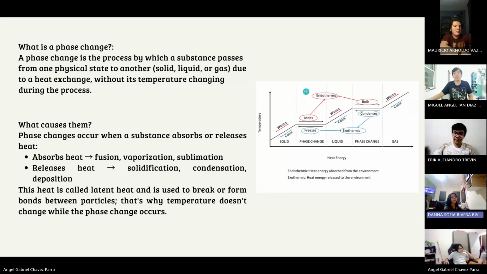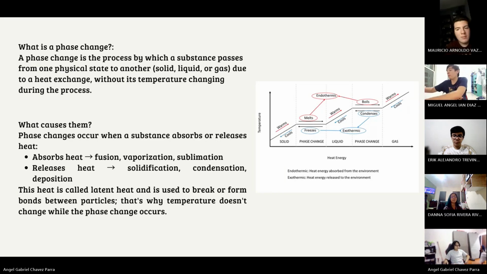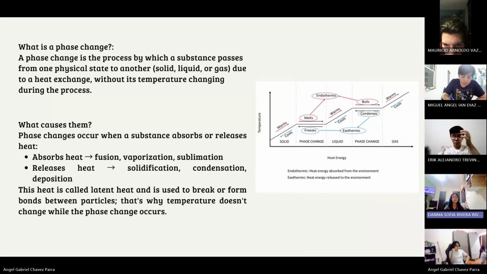What causes them? A phase change occurs when a substance absorbs or releases heat. Absorbs heat: fusion, evaporation. Releases heat: solidification, condensation, and deposition. This heat is called latent heat and is used to break or form bonds between particles, which is why the temperature doesn't change while the phase change occurs.